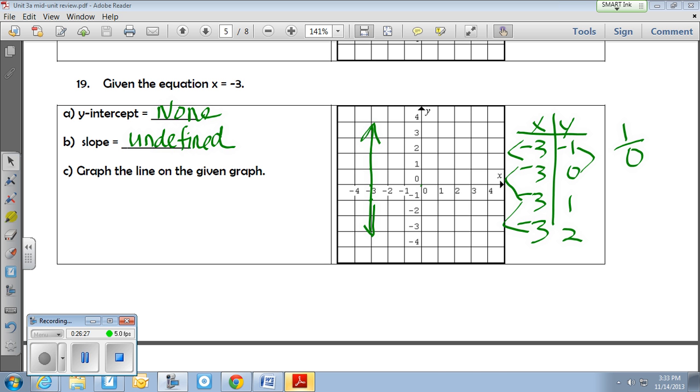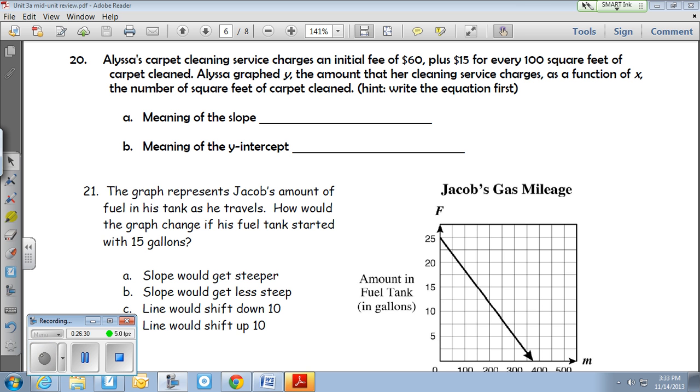All right, number 20. It's just asking for the meaning of the slope and the y-intercept in this situation. Alyssa's carpet cleaning service charges an initial fee of $60. That's the y-intercept, that initial fee just for coming out is my y-intercept. The slope would be the $15 for every 100 square feet, or it just tells you the price per square foot.